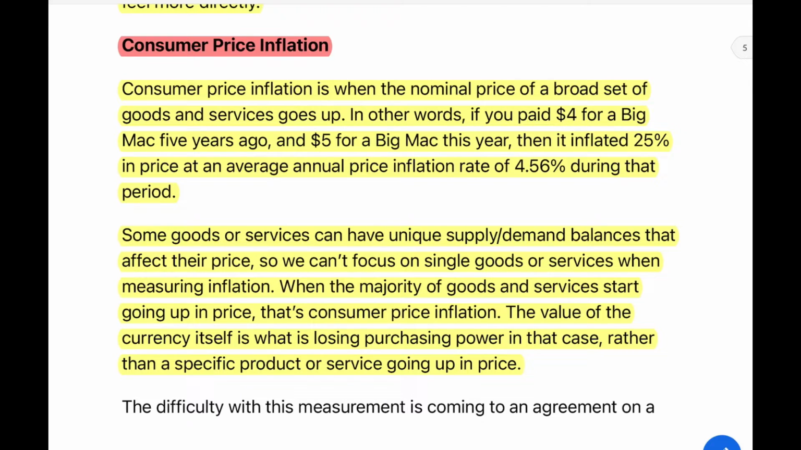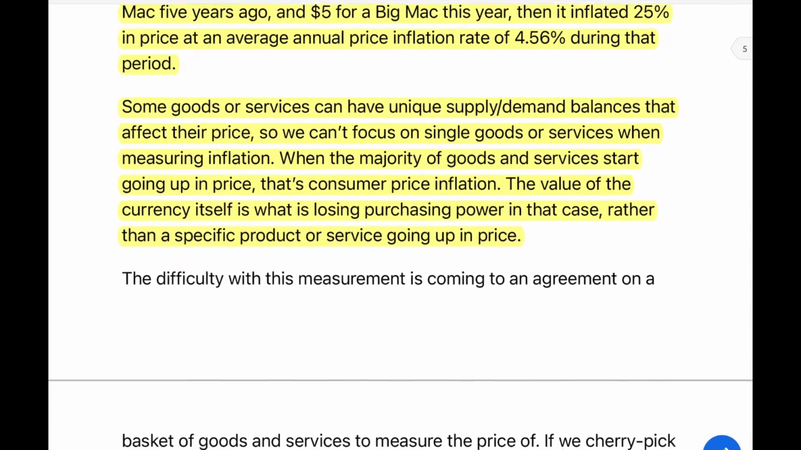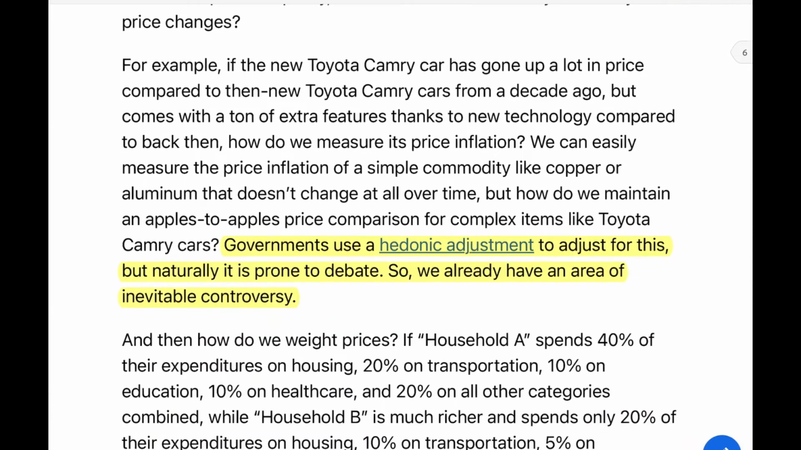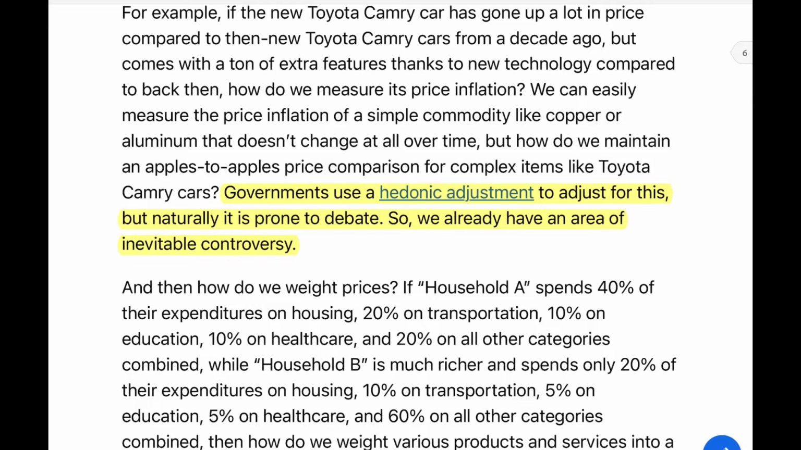Some goods or services can have unique supply and demand balances that affect their price. So we can't focus on single goods or services when measuring inflation. When a majority of goods and services start going up in price, that's consumer price inflation. The value of that currency itself is what is losing purchasing power in that case, rather than a specific product or service going up in price. Governments use a hedonic adjustment to adjust for this, but it's naturally prone to debate, so we already have an area of controversy.